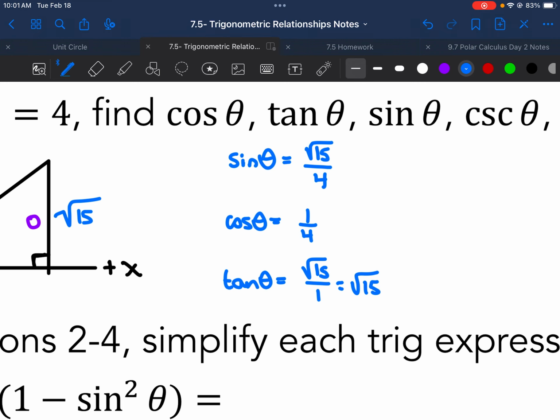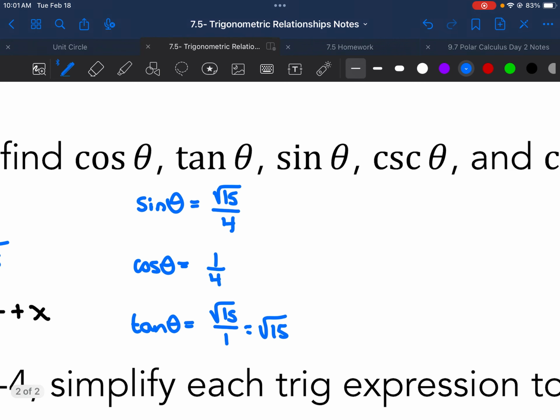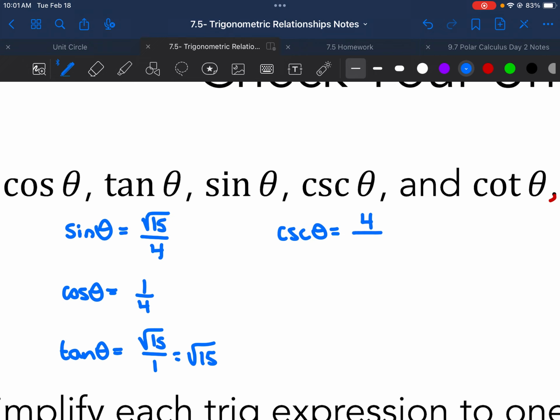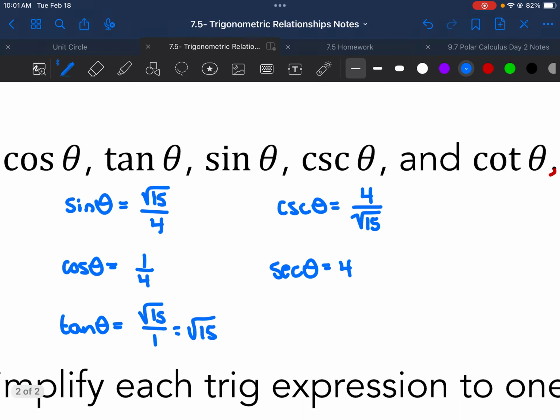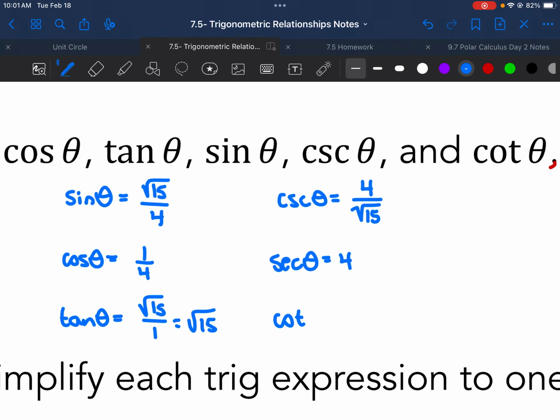All right, now let's look at the reciprocals. The reciprocal of sine of theta is cosecant of theta. So all we have to do is take the reciprocal for sine. Instead of square root of 15 over 4, cosecant would be 4 over square root of 15. The reciprocal of cosine of theta is secant of theta, and the reciprocal of 1/4 is 4. We were also given this, so you already had that. And then for cotangent of theta, if tangent is square root of 15 over 1, then cotangent will be 1 over square root of 15.